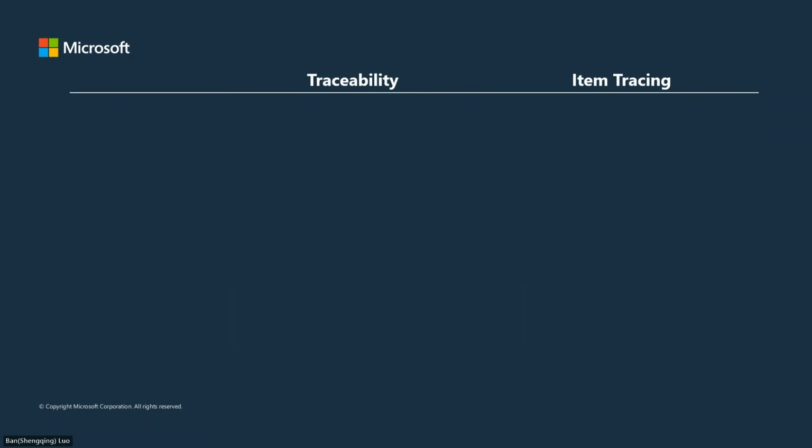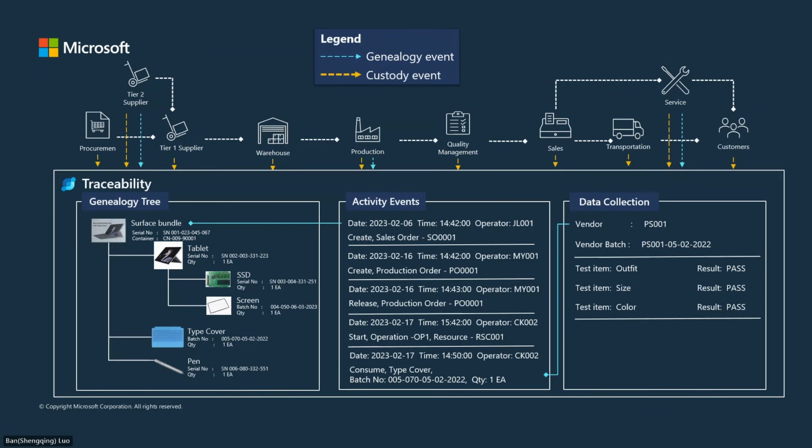So the genealogy tree, if you will push that up, Ben, click, sorry, there we go. The traceability functionality allows us to basically build that genealogy tree where we can see what went into it.